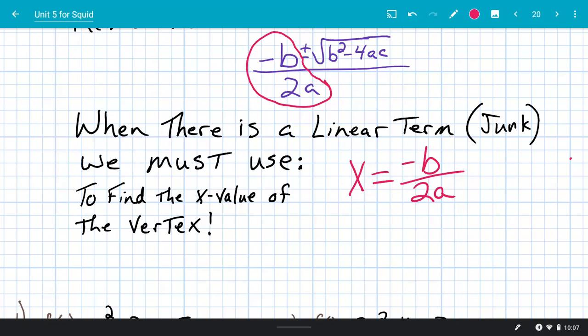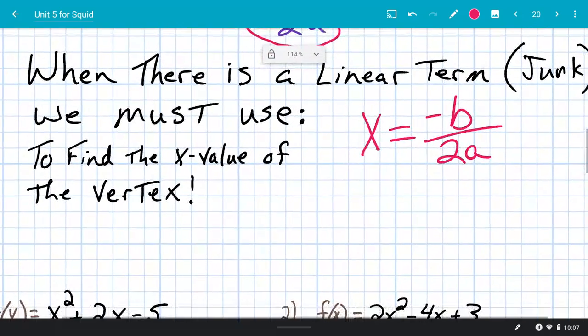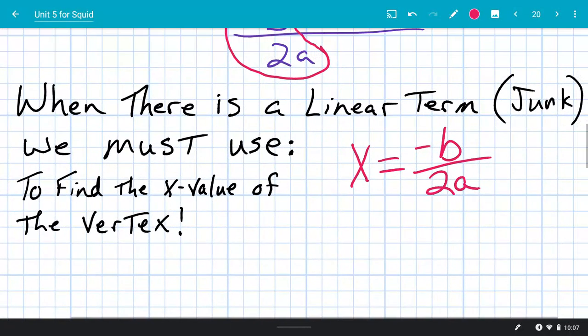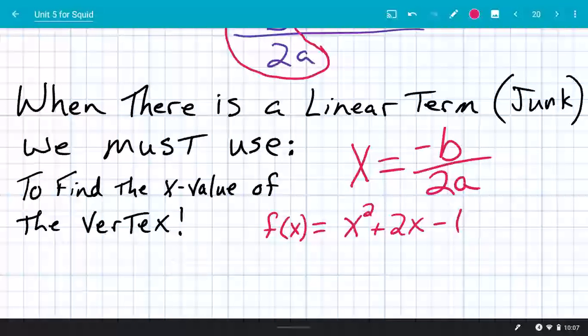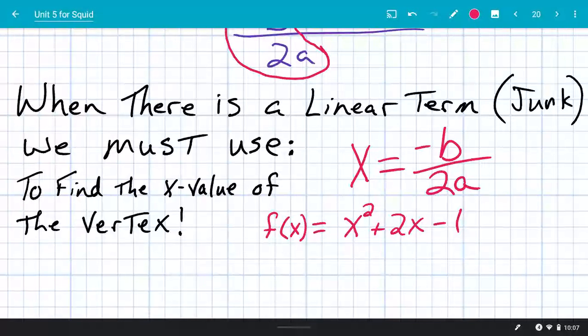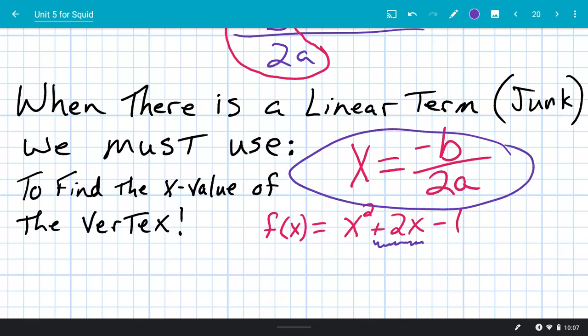So, I'm going to make up a quadratic for us to look at. Let's say I have f of x equals x squared plus 2x minus 1. Nice, simple quadratic. And we say, hey, I'd like to graph that so I can show all the possible answers of this quadratic. Well, I would have to notice that there is, in fact, junk or a linear term. And because there's junk or a linear term, I'm going to have to use this formula.